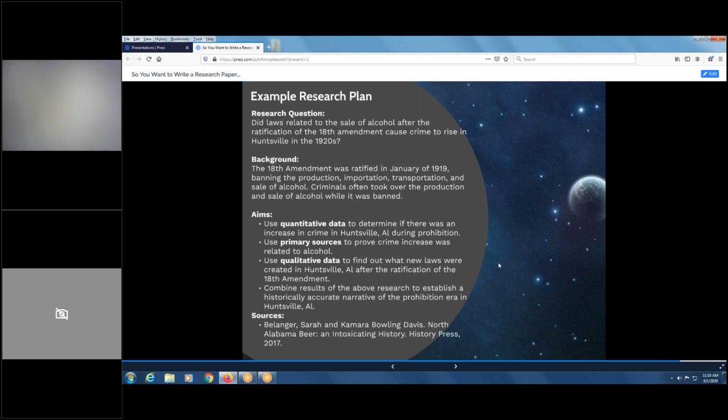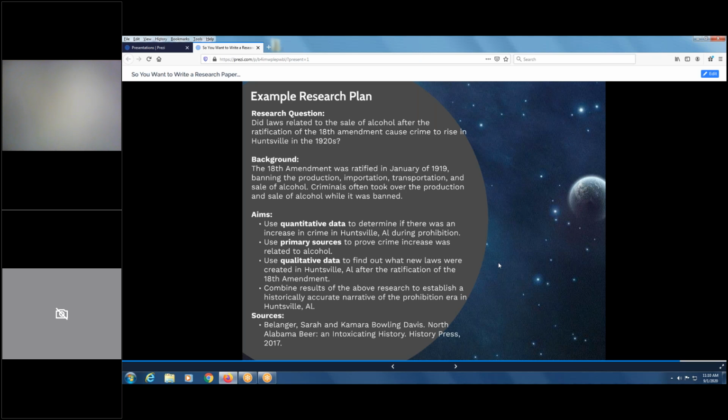Next aim is I want to use primary sources to prove crime increase was related to alcohol. So when I say I'm going to use primary sources, and we're going to talk about them a little bit later on in another session with Miss Heather, primary sources are going to be like newspapers, ledgers, letters, court cases. Those would be examples of primary sources that I might use while I'm trying to prove my research question or my thesis.